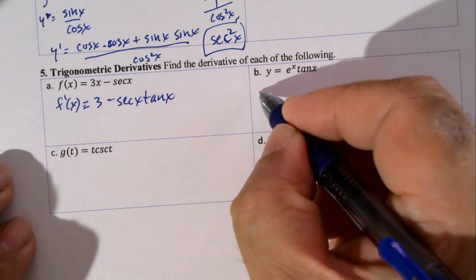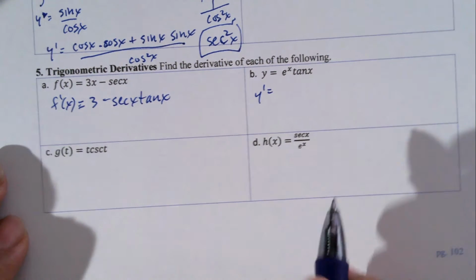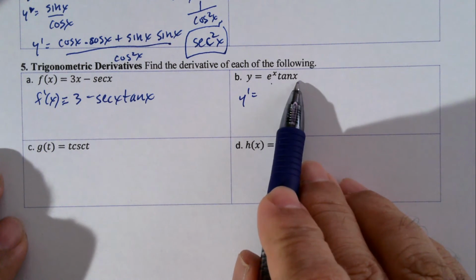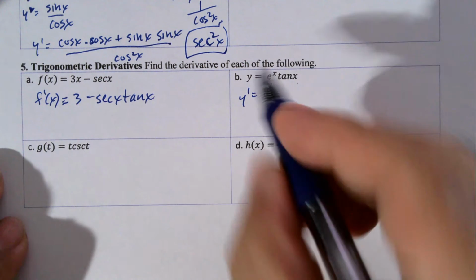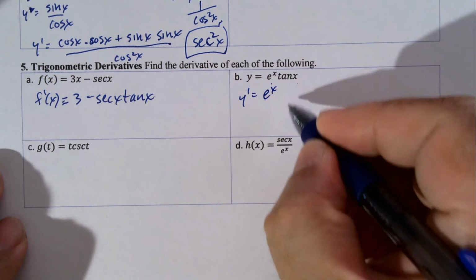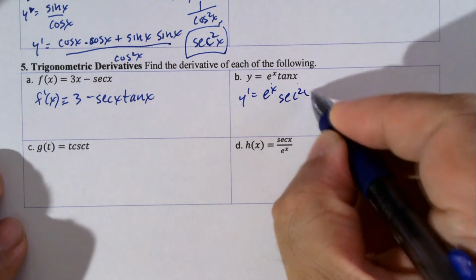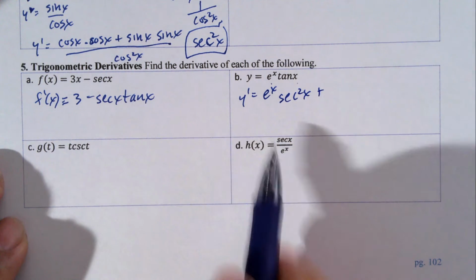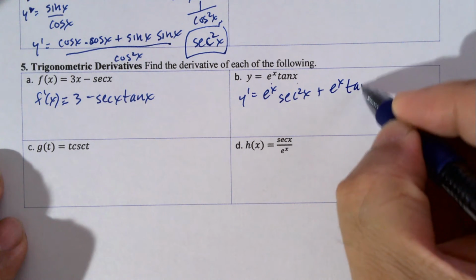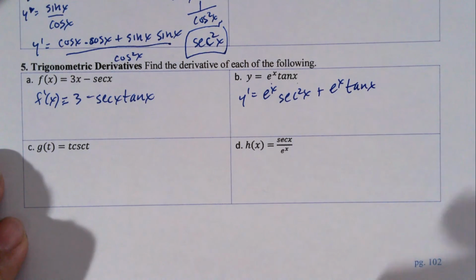B, take the derivative of that. This requires the product rule. You have e to the x times tangent x. So I am going to keep the first one constant. Take the derivative of tangent, which is secant squared x, plus take the derivative of e to the x, which is e to the x, and keep the tangent constant. Don't change it.